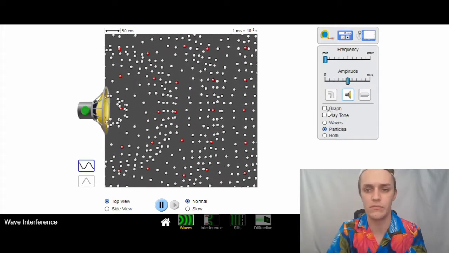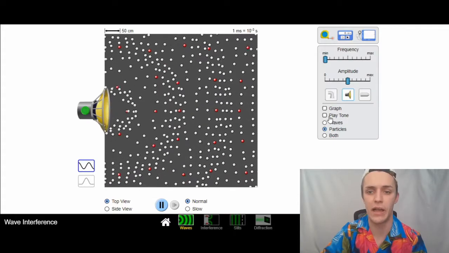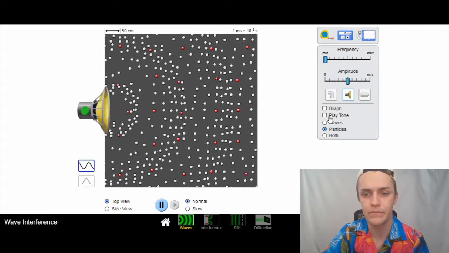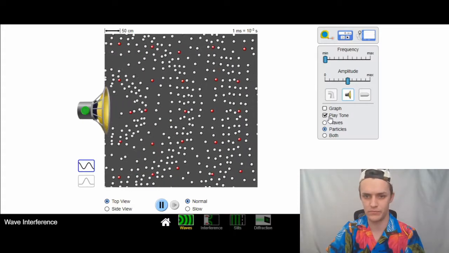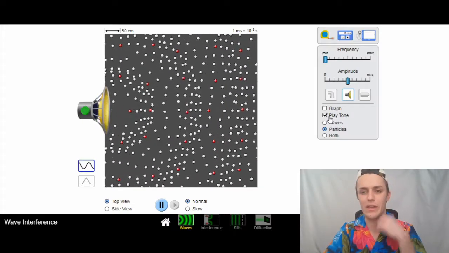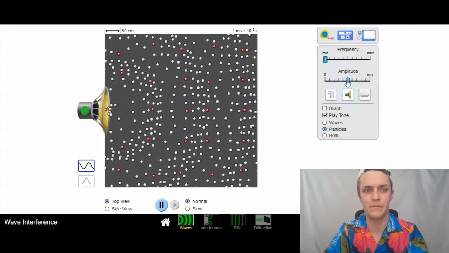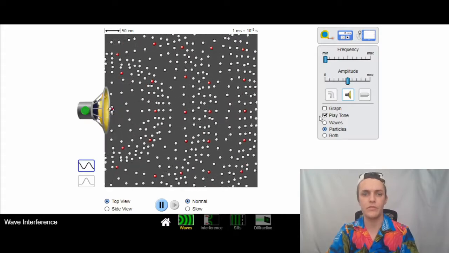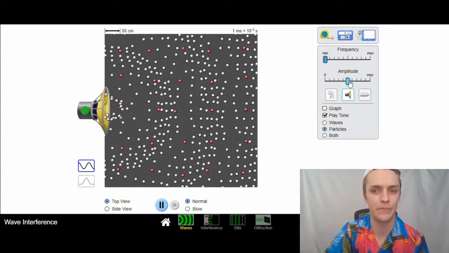My mouse isn't cooperating. Sometimes they just die. Alright, so if I hit play tone, this is my low frequency, right, sound. Crank that up a little bit. So, watch what happens when I touch the amplitude slider.